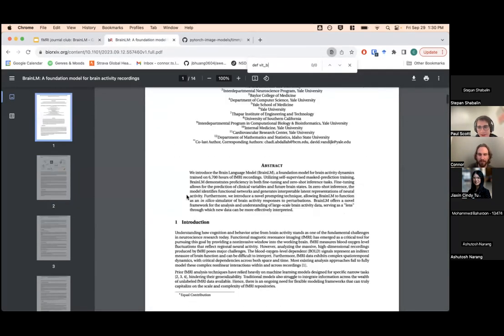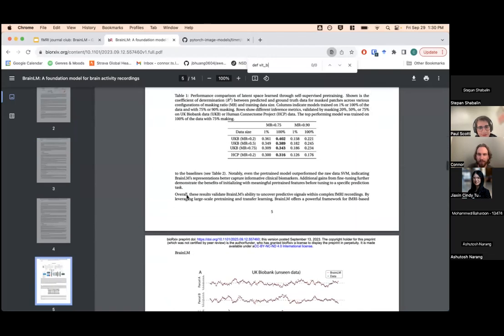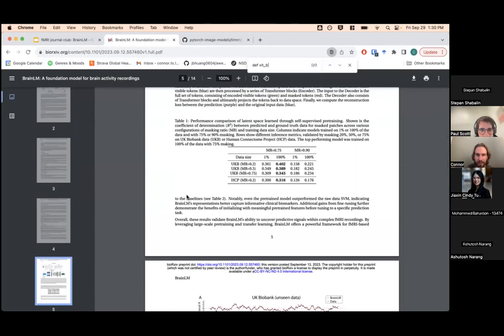Let me go back. It might be R squared or it might be MSE. Yeah, R squared. Average R squared performance across all the parcels, I guess. But it's an easier task because it's averaging across all these parcels.